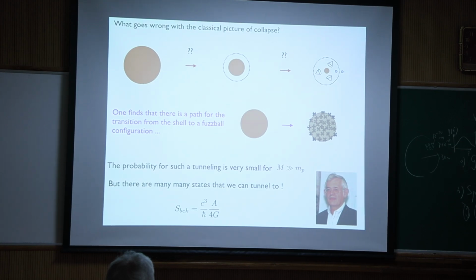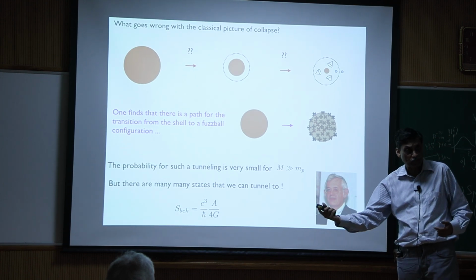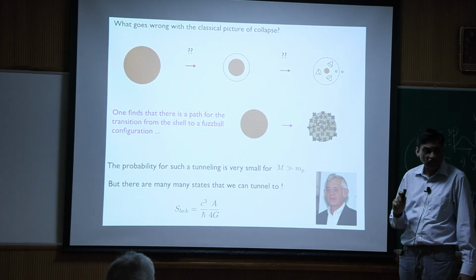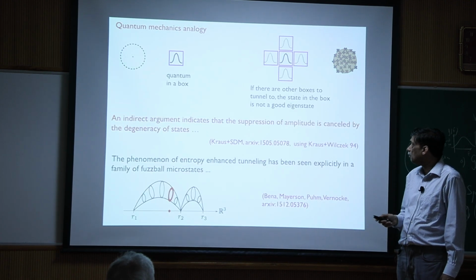It's something which doesn't happen for a star or anything. A macroscopic object does have very small tunneling amplitude to go to some other macroscopic object, macroscopic to macroscopic here. But because the entropy is so big, you actually end up having a tunneling probability of 1.